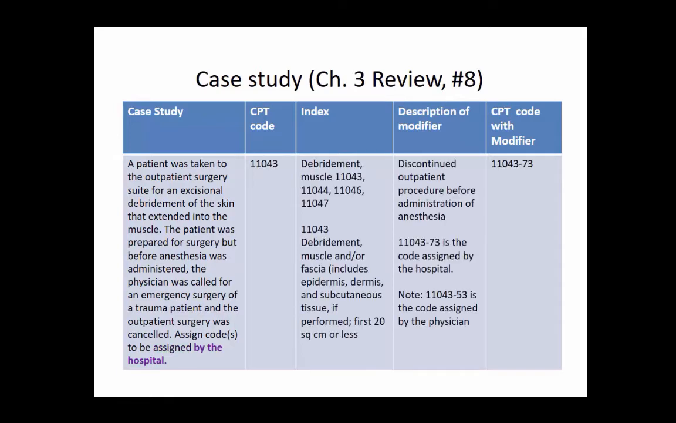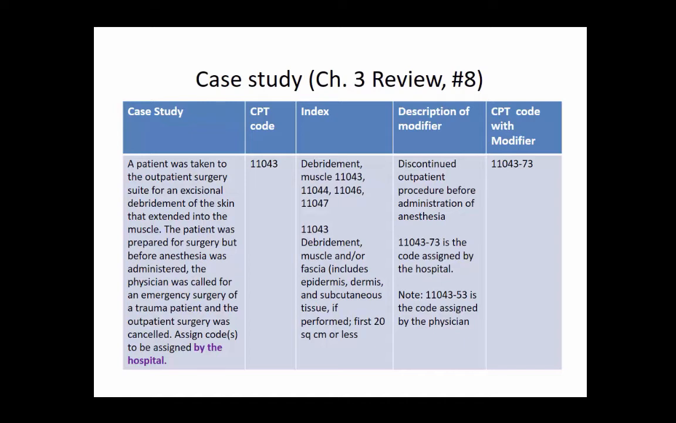And here is your index, debridement muscle. And you say, why is it debridement muscle? Well, when you look at your case study there, it tells you it was a debridement of the skin that extended into the muscle. So you're going to go to the deepest layer to find the code that would work. And in this case, it is 11043, debridement, muscle and/or fascia, includes epidermis, dermis, and subcutaneous tissue, first 20 square centimeters or less. Now, this particular case study does not tell us the square centimeters, so it really isn't a good example. This is taken from your textbook.